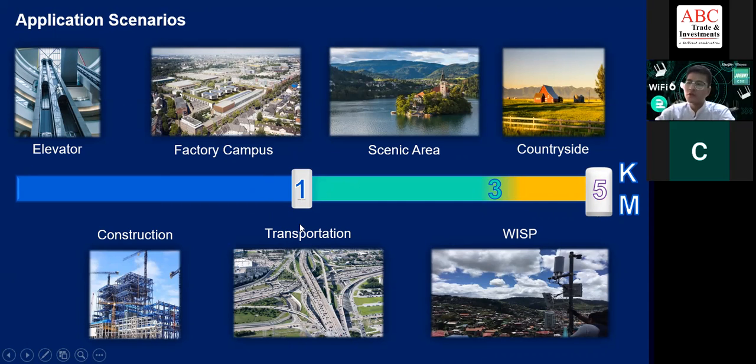One is our ESD 310, which supports up to 1 kilometer distance. So if you are concerned about the 1 kilometer distance, you can choose scenarios like elevator, factory campus, construction, or transportation. But if you have more than 1 kilometer and less than 5 kilometers, you can choose the scenic area scenario, countryside, or WISP. You can use our ESD 350, which supports 5 kilometers. Okay, I will explain more about this.